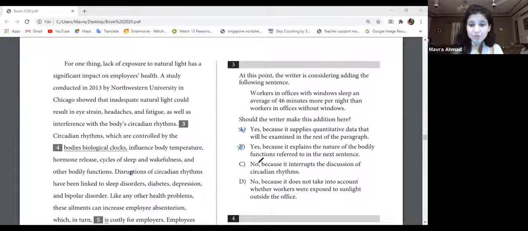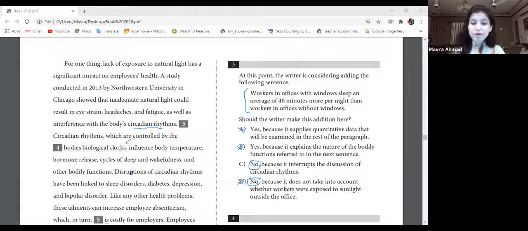ऑप्शन सी, क्योंकि हमने कहा कि हमारे पास नो ऑप्शन ज्यादा रेलेवेंट है, बिकॉज वी नीड टू सी कि जो सेंटेंस है वो सर्काडियन रिदम्स की बात कर रहा हो नेक्स्ट सेंटेंस में भी. सो दिस इज व्हाई एडिंग दिस सेंटेंस इज नॉट अ सेंसिबल चॉइस. ठीक है, सो नो, because it interrupts the discussion of circadian rhythms. And D, no, because it does not take into account whether workers were exposed to sunlight outside the office. Once again, D does not make sense.